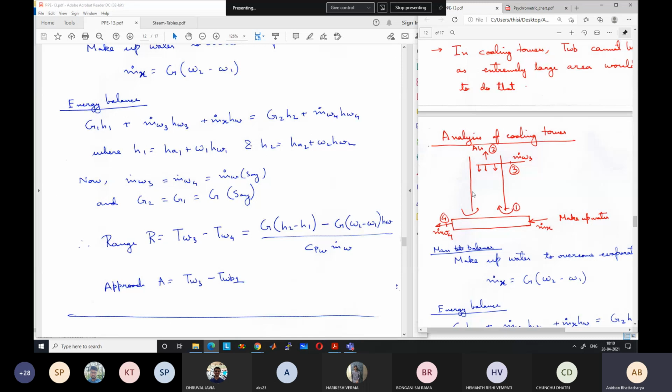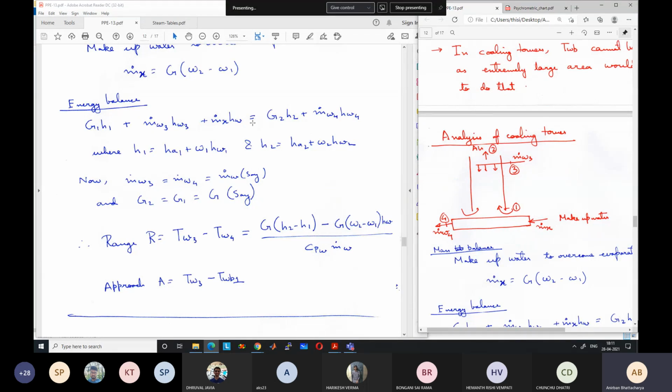So G2 equal to G1 equal to G. So let us call this as G. Okay. So by putting these values, we can write this as G into H1 plus m dot W into HW3 plus m dot X, which we can write as G into omega 2 minus omega 1, equal to G into H2 plus m dot W into HW4.